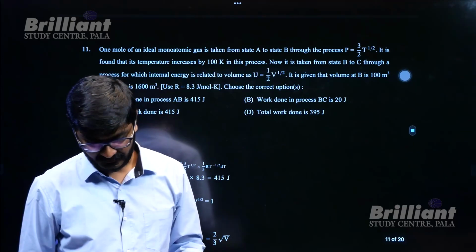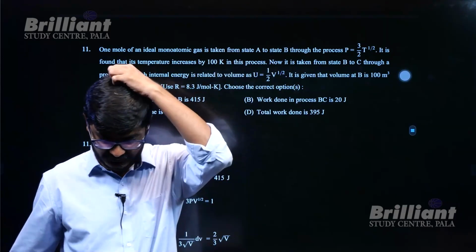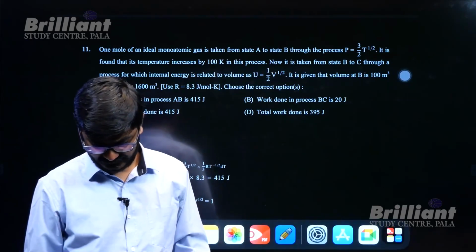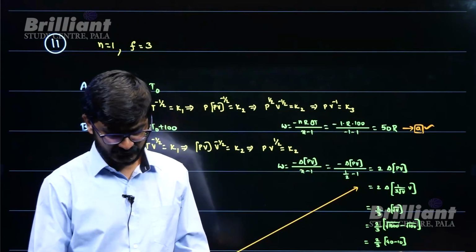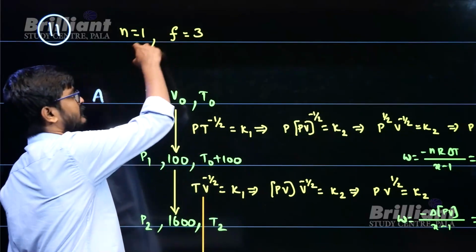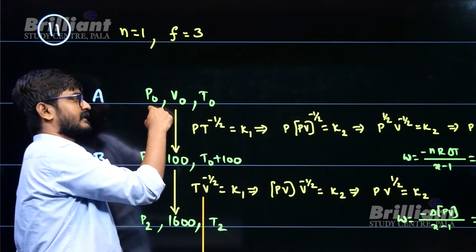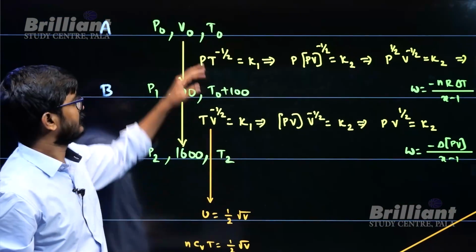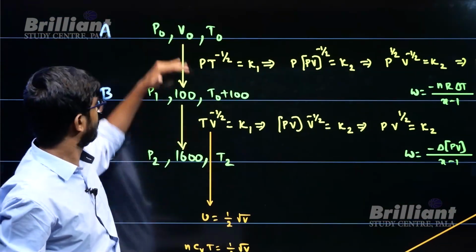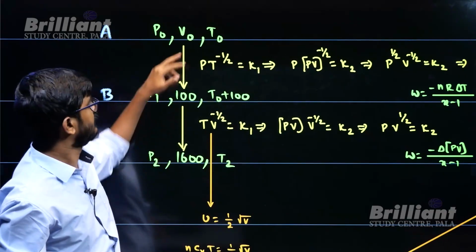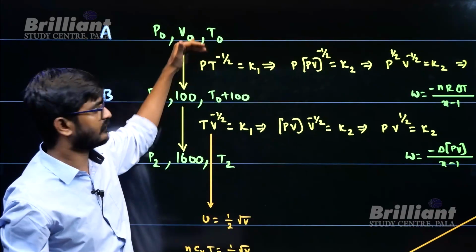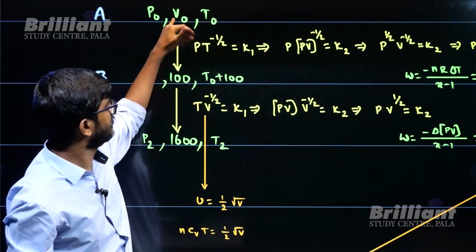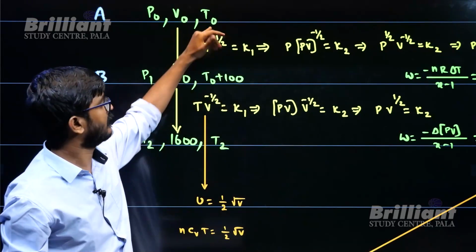1 mole of ideal monatomic gas is taken from A to B via some process and then B to C via some other process. Work done in process A to B and B to C and so on. In all these kinds of questions, they have given the number of moles and degrees of freedom. So I am taking the initial pressure as P0, volume V0 and temperature T0. Now from A it is taken to B and then to C. When it is going from here to here, the process is P T power minus half is constant. Volume is becoming 100 and temperature is becoming 100 more.